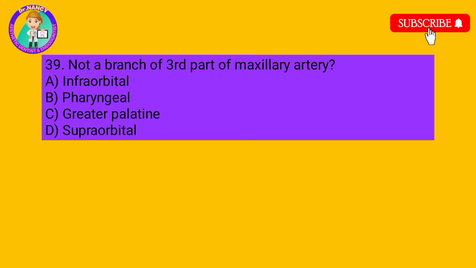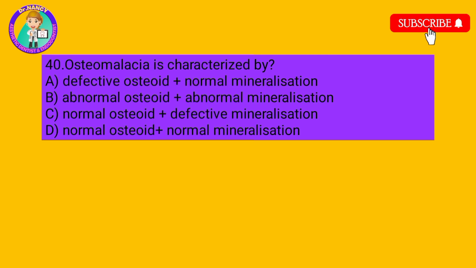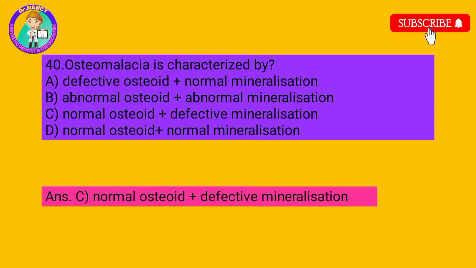Not a branch of third part of maxillary artery. Infraorbital, pharyngeal, greater palatal, supraorbital. Answer, supraorbital. Osteomalacia is characterized by defective osteoid plus normal mineralization, abnormal osteoid plus abnormal mineralization, normal osteoid plus defective mineralization, normal osteoid plus normal mineralization. Answer, normal osteoid plus defective mineralization.